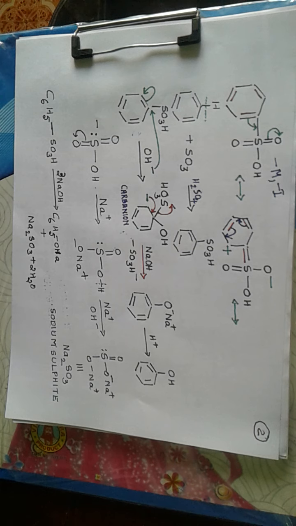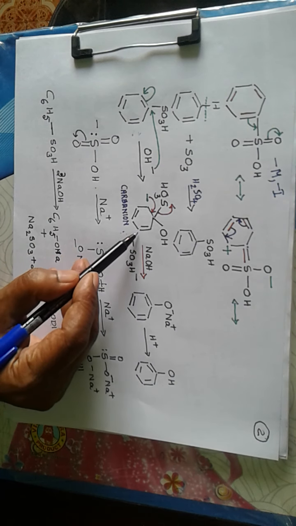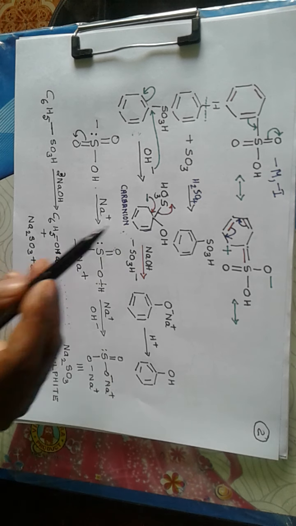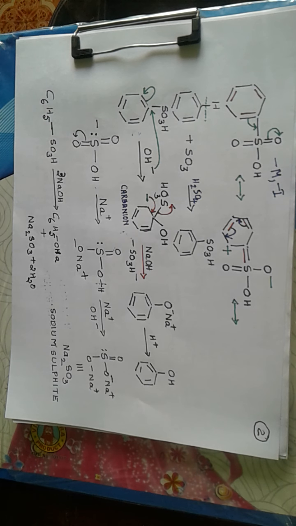And carbon 1 possesses positive charge due to the minus I effect of the SO3H group, and OH negative prefers to attack position 1 due to this partial positive charge, and again due to stabilization of the negative charge by delocalization over the remaining part of the benzene ring system.